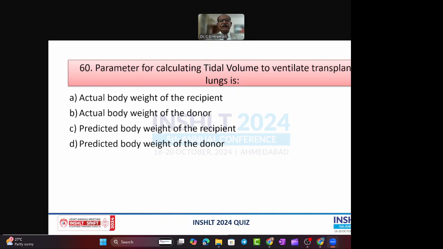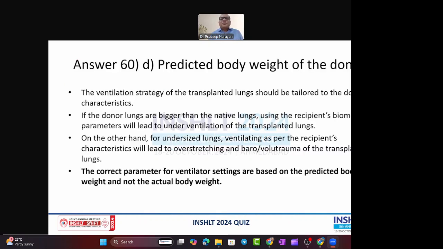Parameter for calculating tidal volume to ventilate the transplanted lung is? Again, this is a very interesting question. Obviously, we have to tailor it to the donor. The reason being, if you tailor it to the recipient, if the donor lung is bigger than the recipient, then you are underventilating it. And if it is smaller than the recipient, then you are overstretching it and you can damage it. So it has to be tailored to the weight of the donor, not the recipient.